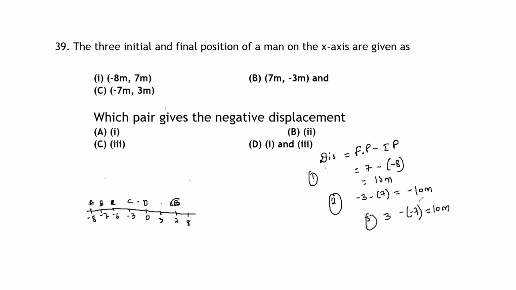See the question. There are three initial and final positions of a man on x-axis. They are given. Which pair gives a negative displacement? So the answer is clear now. First one is positive 15. Second one is minus 10, third one is plus 10. So which is giving the negative displacement? That is second one. Options are, option A is 1, option B is 2, option C is 3, option D is 1 and 3. So the correct option is option B. That is the second one will give us the negative displacement. Okay.